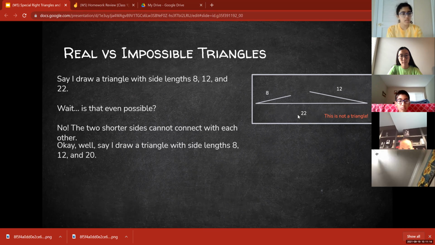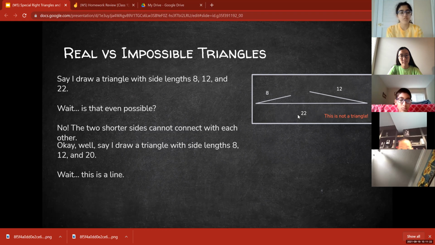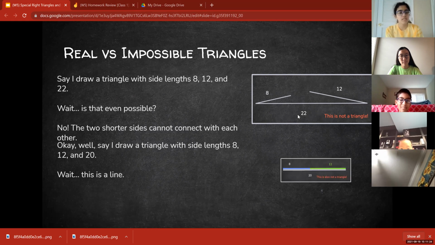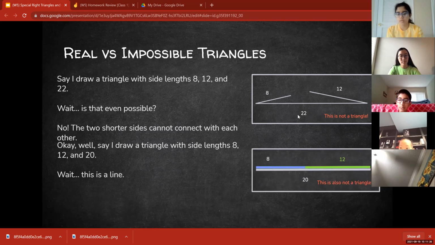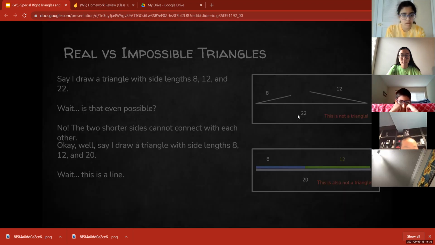So say I draw a triangle with side lengths of 8, 12, and 20. So is that even possible? So actually it isn't going to be a triangle because 8 and 12 sum to 20, meaning that it's just going to be 2 lines which are right next to each other. And that is not a triangle, that is just a line. So those two are impossible triangles.